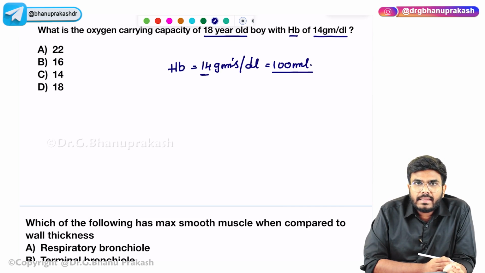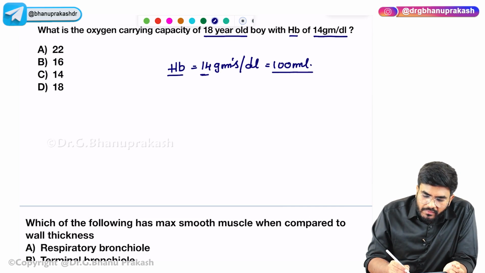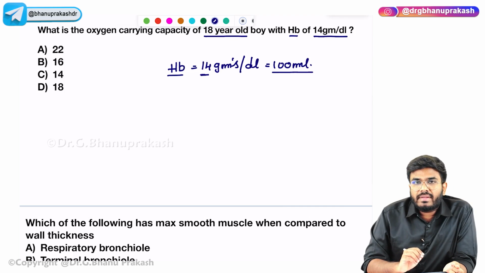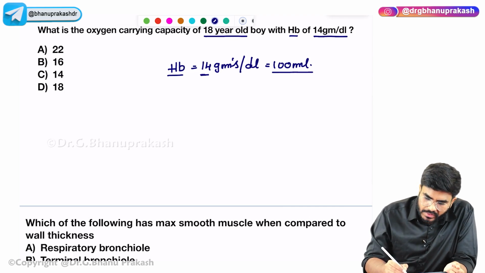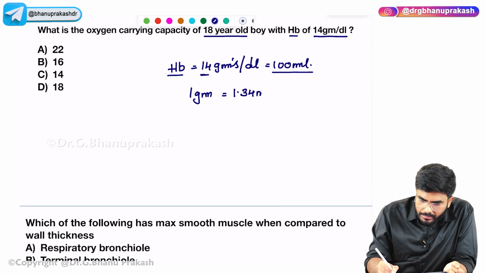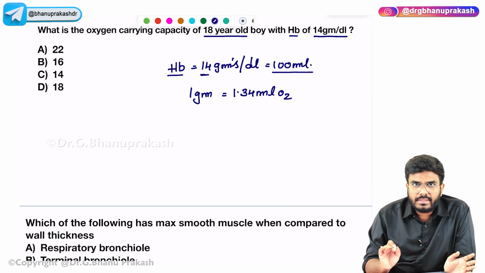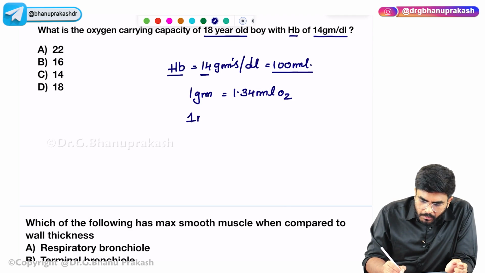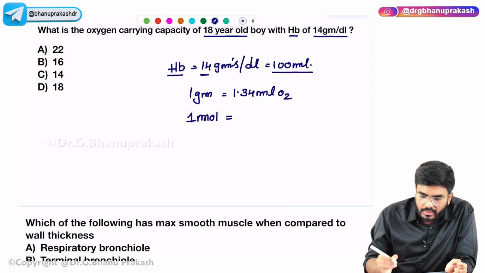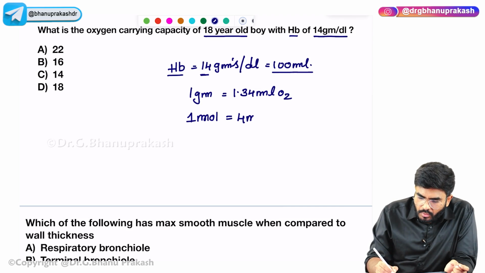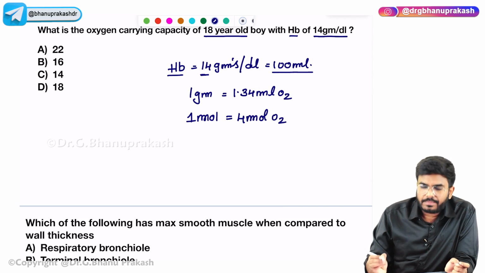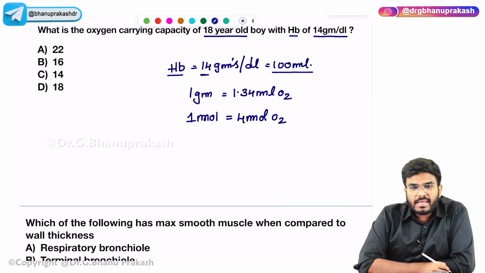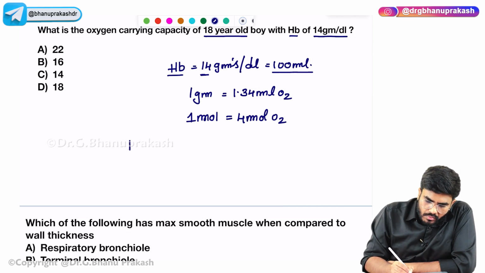So how to calculate the oxygen carrying capacity? 1 gram of hemoglobin will carry 1.34 ml of oxygen. This is a constant. But if you ask me, 1 molecule of hemoglobin will carry 4 molecules of oxygen. Here they are asking the oxygen carrying capacity, so now 14 into 1.34.